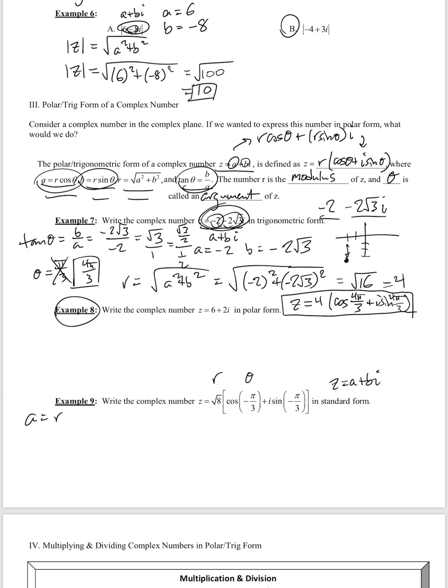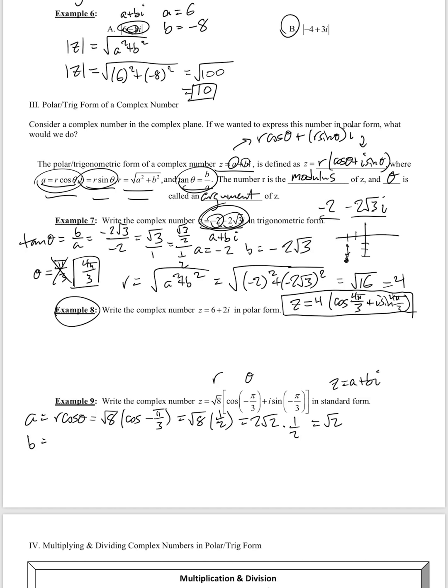a equals r cosine theta, r times the cosine of theta. Cosine of negative pi over 3, that's the cosine of 5 pi over 3, which is 1/2. And if we simplify that radical, we get 2 square root of 2 times 1/2, so a is square root of 2. If you're not comfortable simplifying radicals, come talk to me.